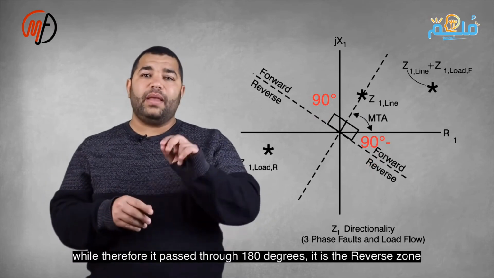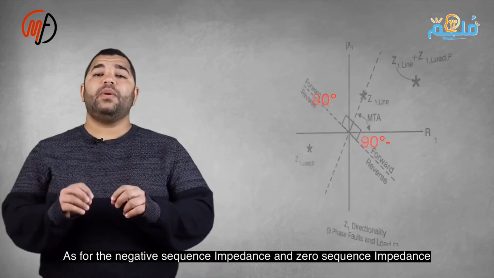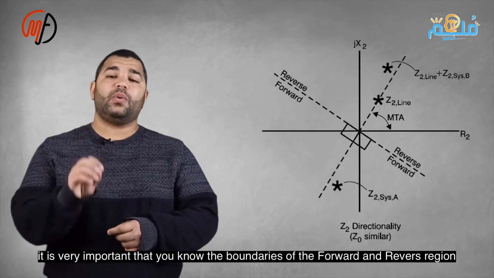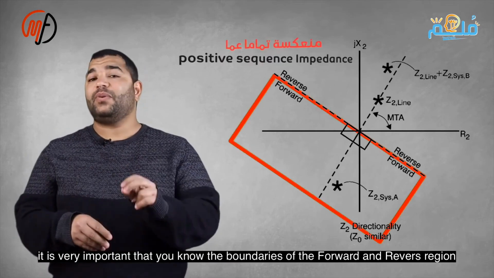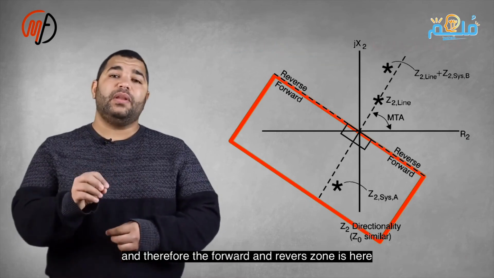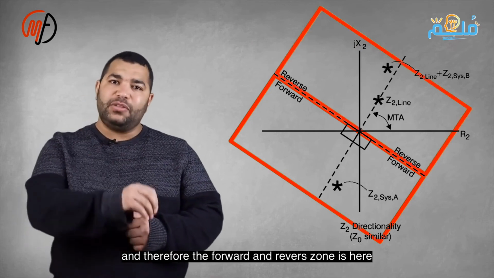Some manufacturers multiply negative and zero sequence impedance by -1 to align the forward zone boundaries for all sequence impedances, avoiding engineer confusion. Otherwise, the boundaries of the forward and reverse zones are opposite to those in the positive sequence impedance. Adjustments were made due to difficulty in accepting the reverse zone.